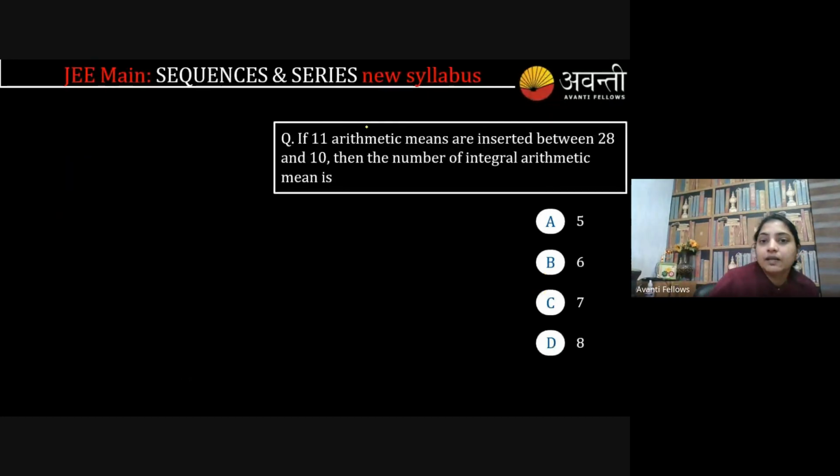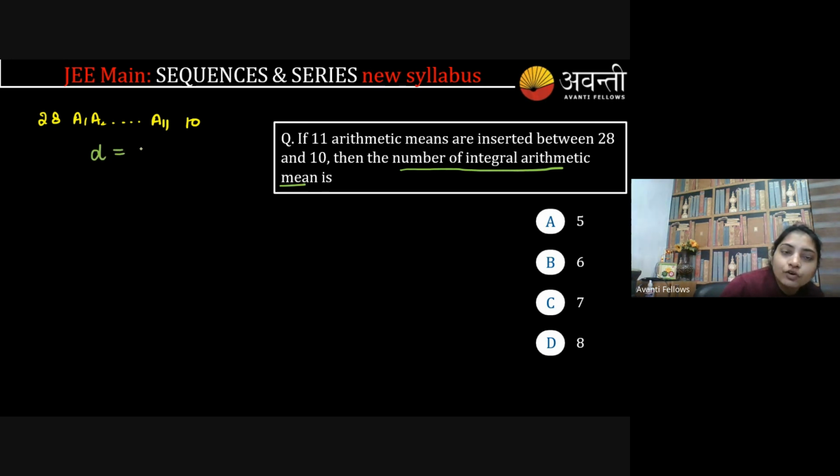See, 11 arithmetic means are inserted between which numbers? 28 and 10. How many? A1, A2 and so on up to A11, right? So you have to calculate the number of integral arithmetic means. So firstly, can you calculate D? Direct formula. What was that? 10 minus 28 divided by 12, minus 18 by 12. So minus 3 by 2 is your common difference. Right or not? Yes, ma'am.